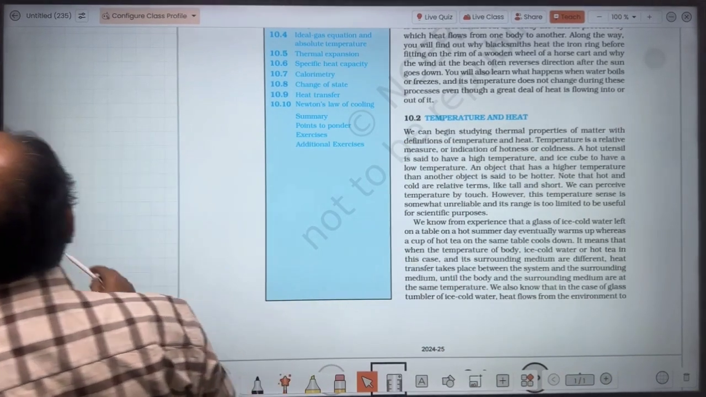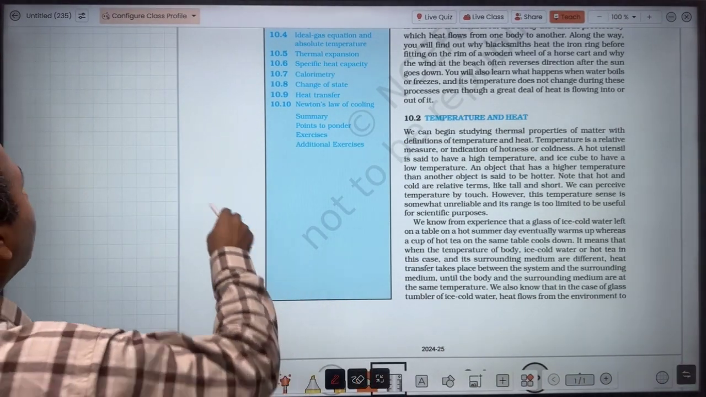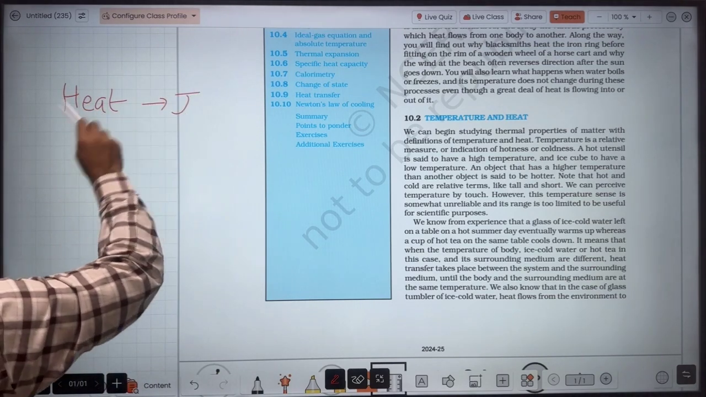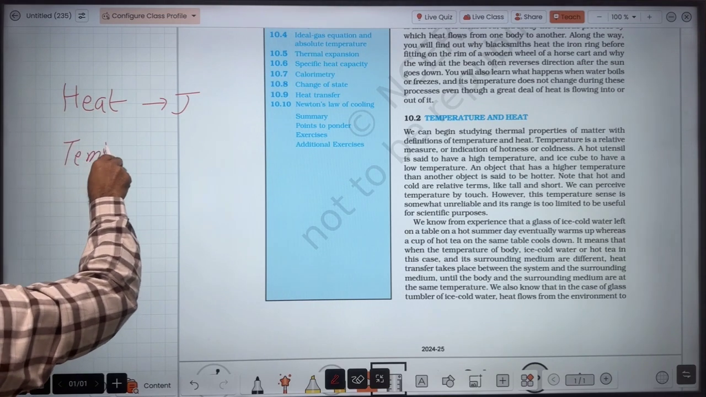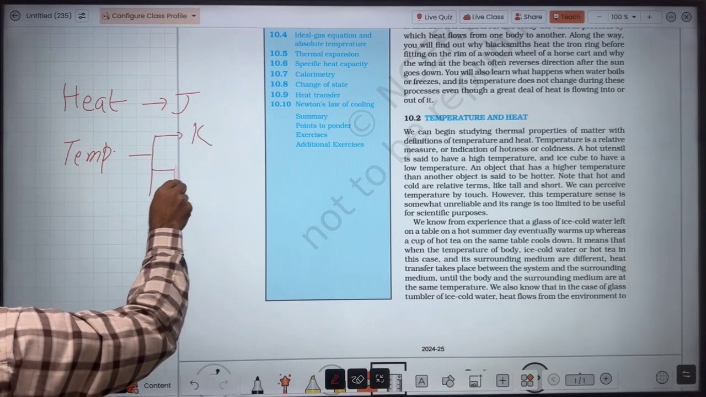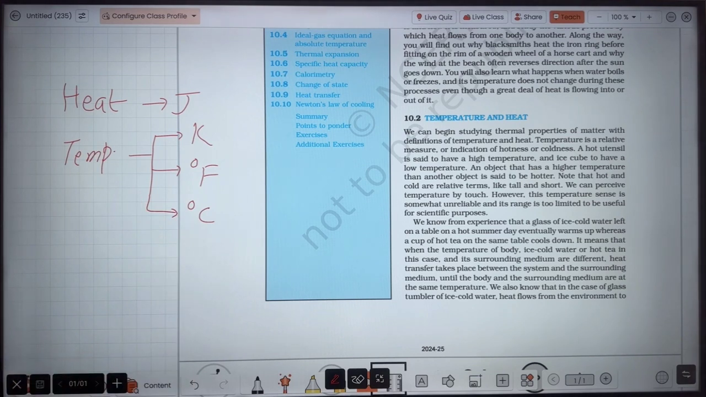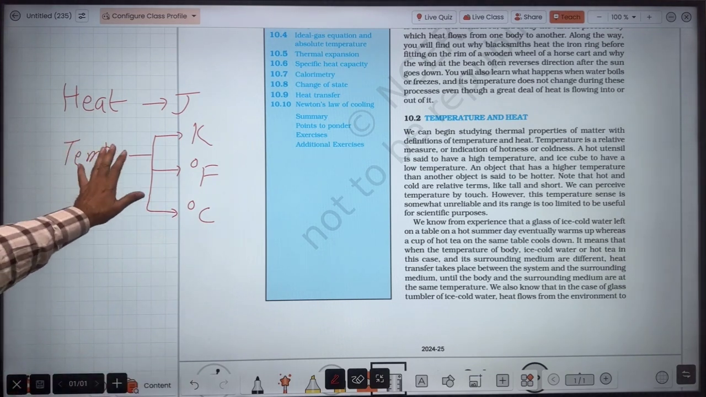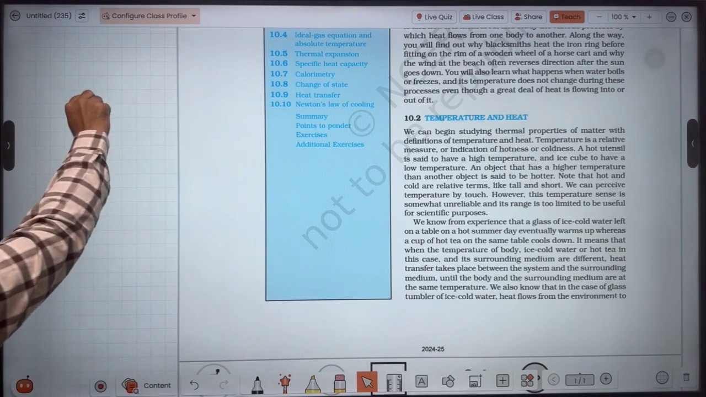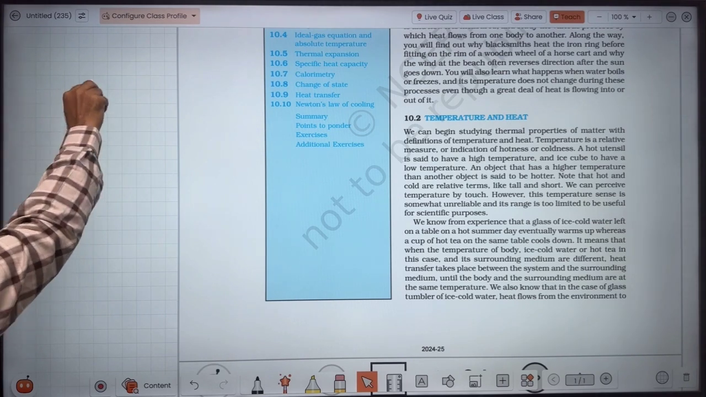Now considering the units of heat and temperature, you have already studied the unit of heat. Heat is measured in joule and temperature is measured either in Kelvin, degree Fahrenheit or degree centigrade. Now we are going to see how these scales are related. For this purpose we need fixed points. So what are the fixed points here?